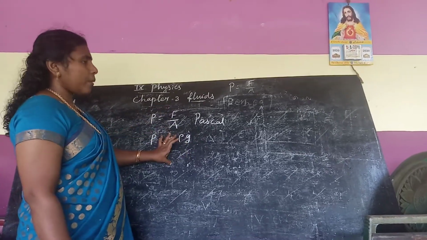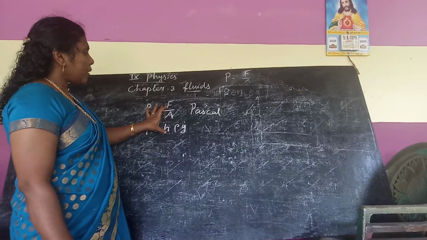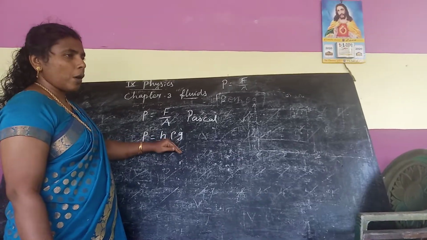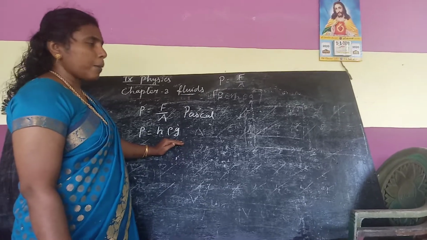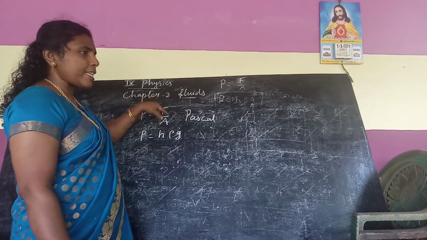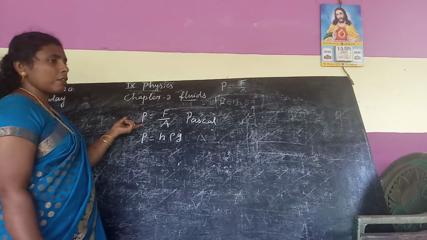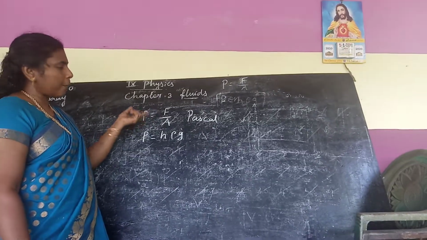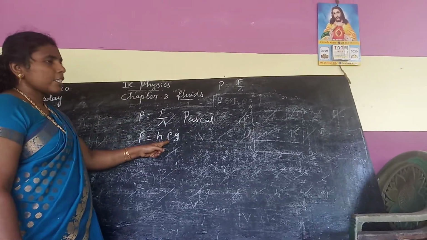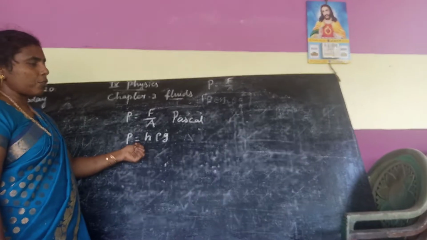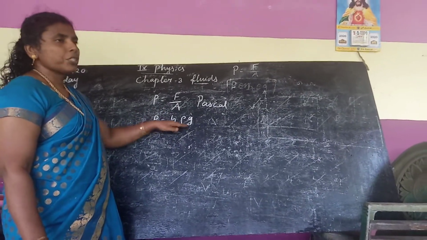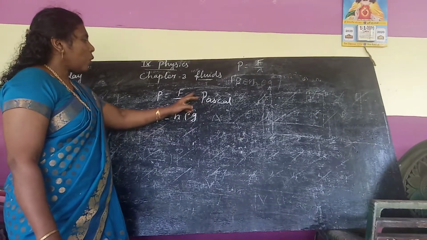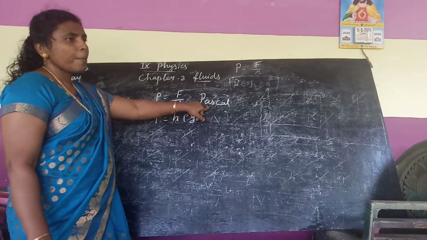So there are two formulas. By using these formulas, we can do the problems. We learned all of this last class, how to do the problem. Suppose the force and area are given, you have to use the formula P equals F divided by A. Suppose the density of a liquid and height of a liquid are given, you have to use the formula P equals h rho g. The unit of pressure is Pascal.